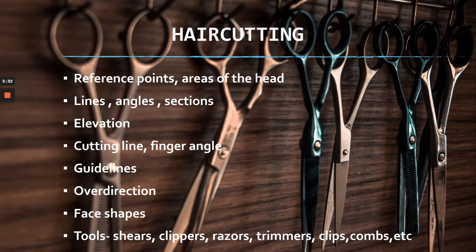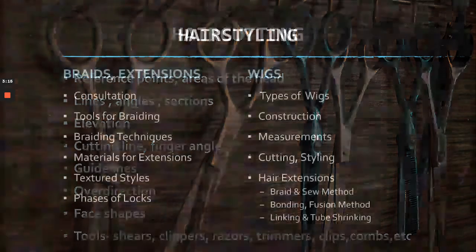Tools: when to use them, how to use them, when to use shears, clippers, razors, trimmers, clips, your combs, and different types of cuts like slide cutting and shears over comb. So know all the components when it comes to that. Review everything in hair cutting and your glossary terms.